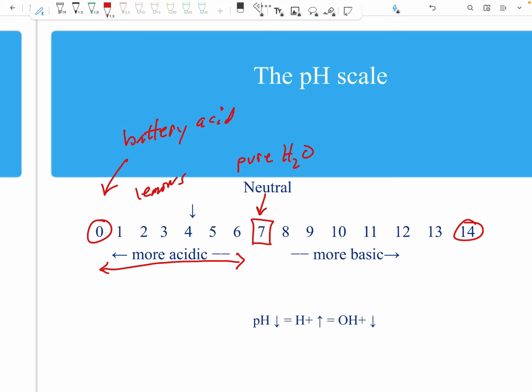The more basic end goes from 8 to 14. So the larger the number, the more basic and more alkaline it is. And over here, we have a very strong base in NaOH, sodium hydroxide. Okay, so that is the more basic end from 8 all the way to 14.